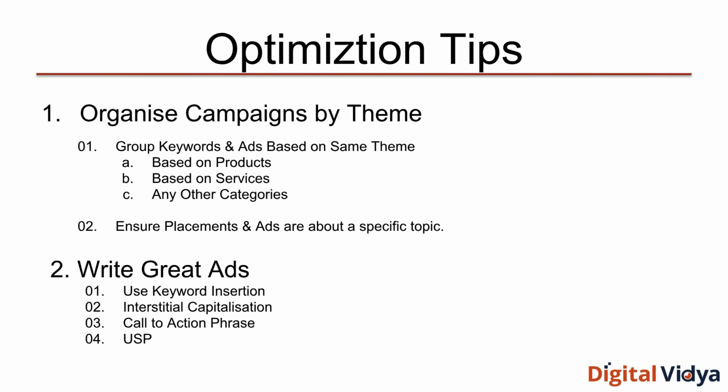At the level of campaign, you need to organize the ads and the keywords based on a particular theme. Now this theme can be based on the different products that you have. So if I have 10 different products, I can have 10 different campaigns or ad groups based on those products. Or it can be along the lines of any other categories.